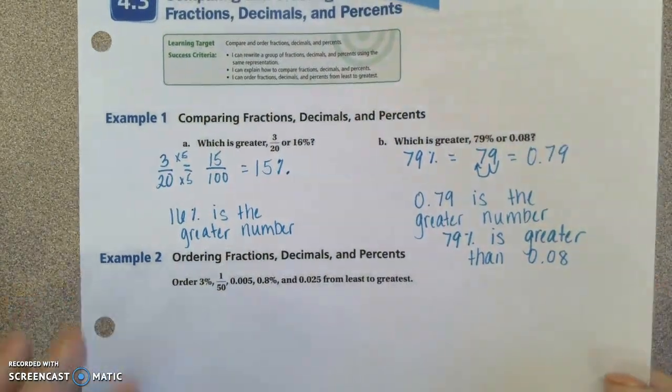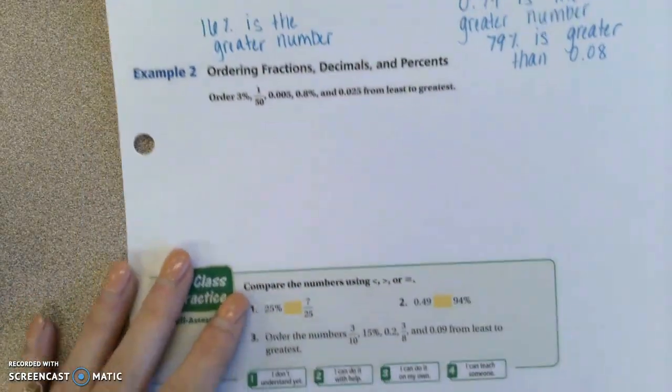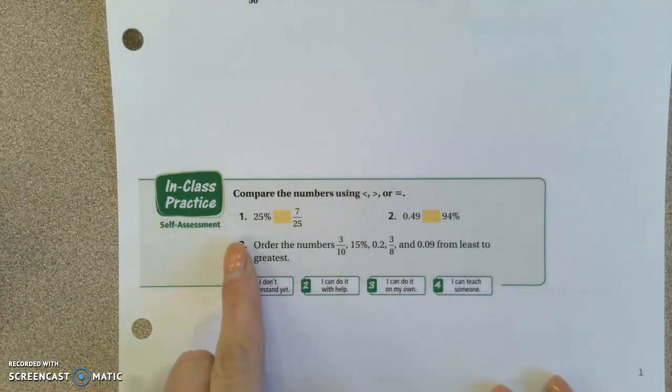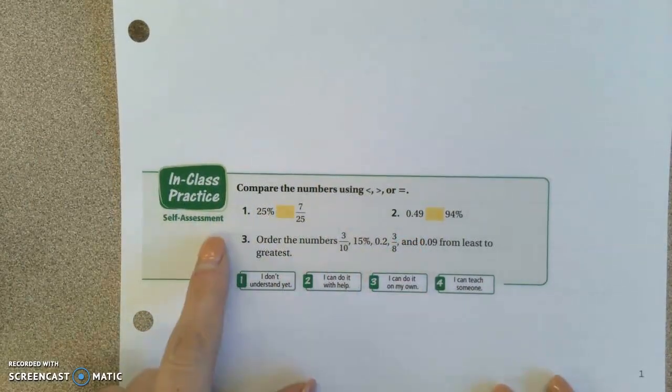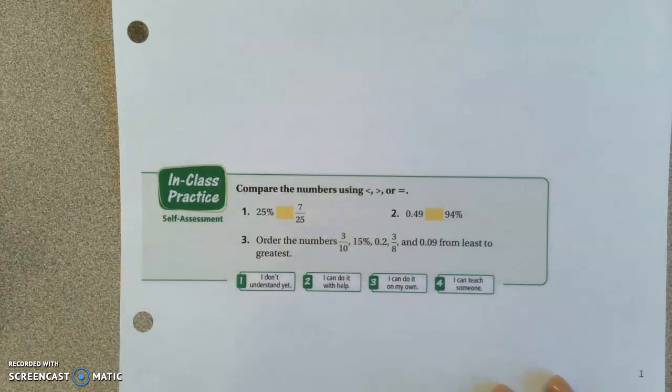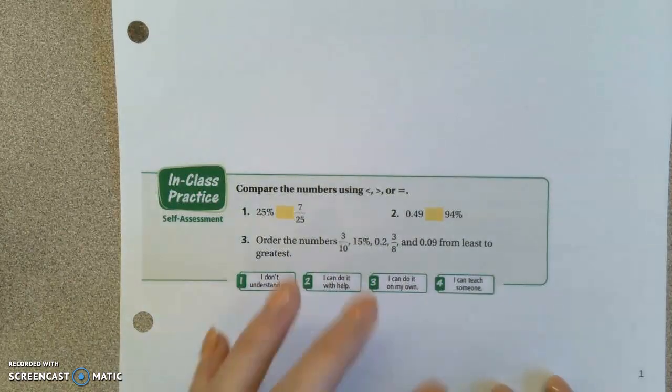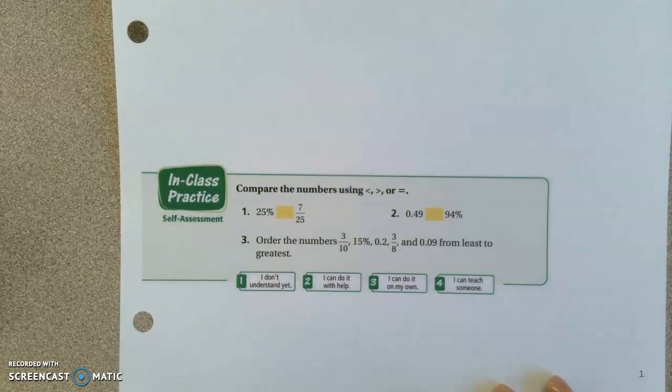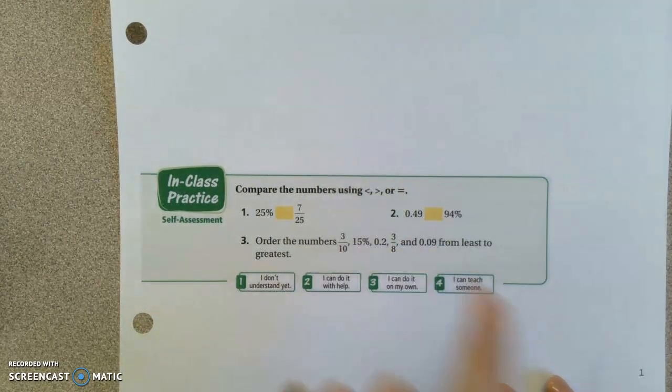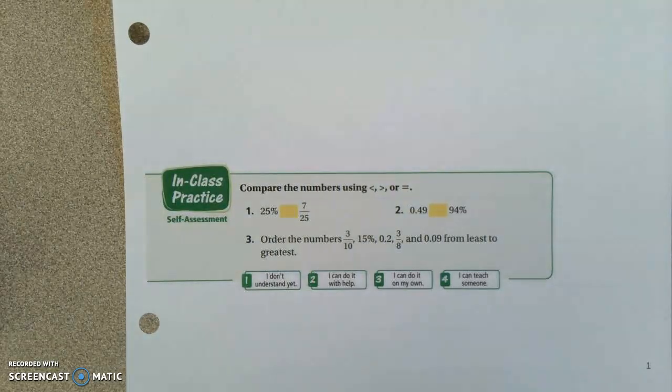Okay, I am going to have you pause your video for a moment, and I'm going to have you come down here and do numbers 1 and 2. So you can turn these both to percents, both to fractions, or both to decimals. Once you do that, you're going to put less than, greater than, or equal to in the yellow box. So go ahead and pause and give those a try.